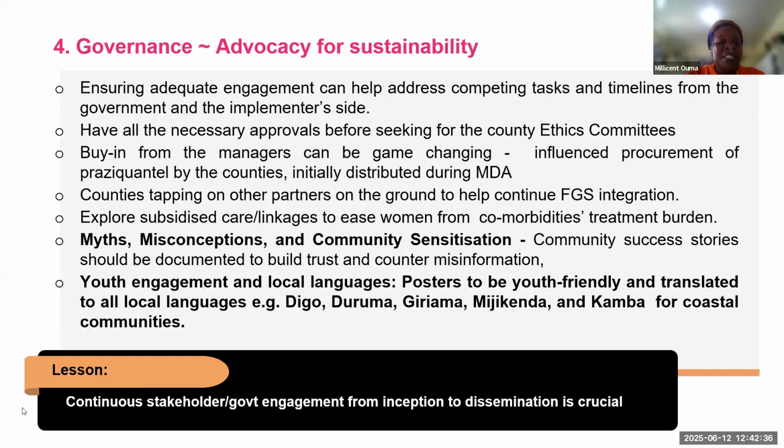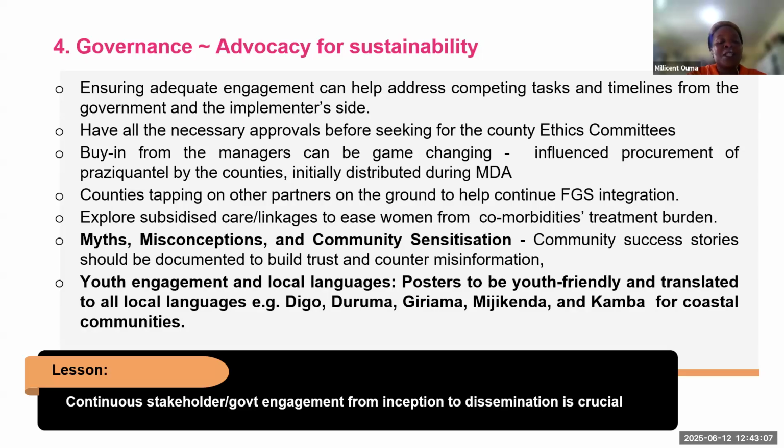There was also a need to have some success stories which would make the communities build trust about this integration and also counter misinformation. For instance, in some cultures or communities where we were working, urinating blood was normal to these people, and so it wasn't a problem. One was supposed to urinate blood in his or her lifetime before being named as mature.